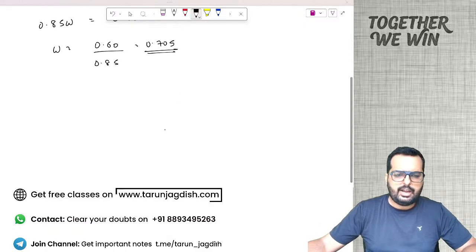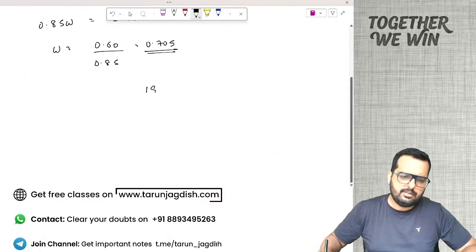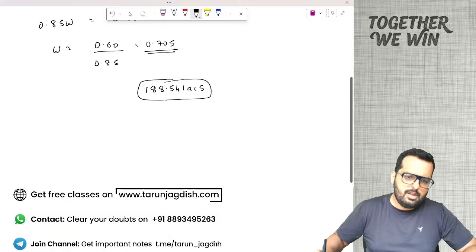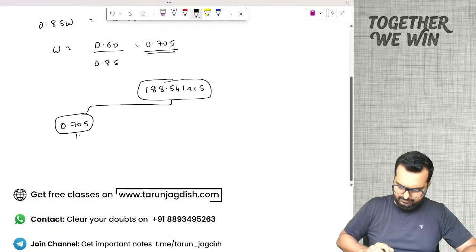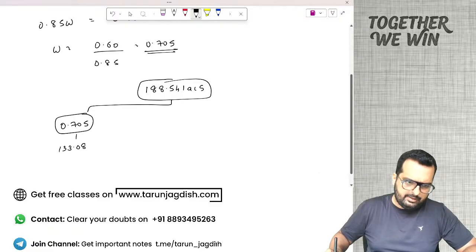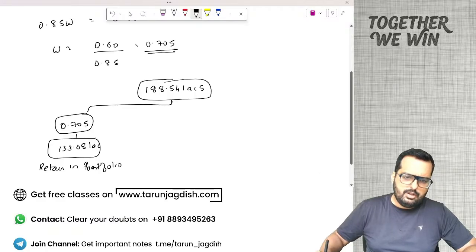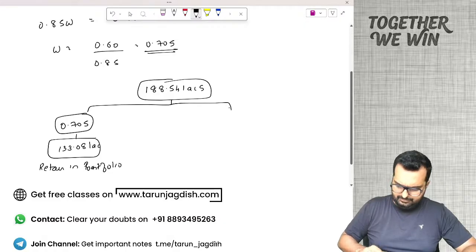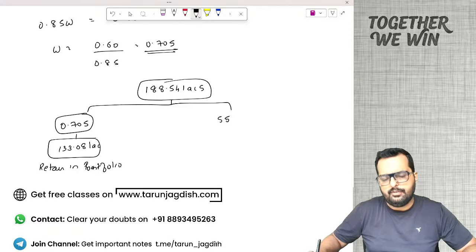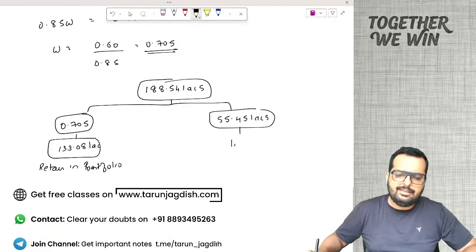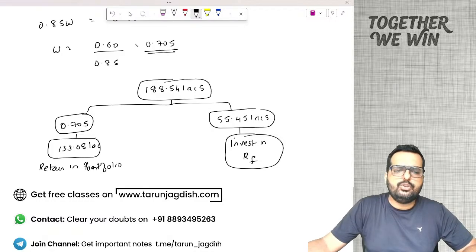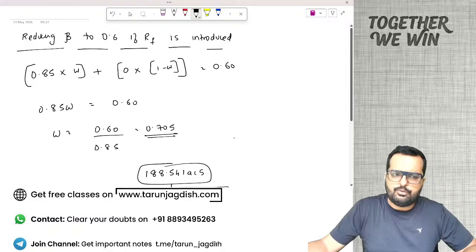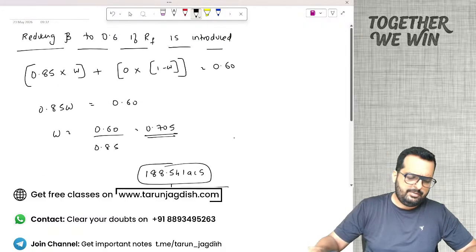Correct? Or in other words, right now your total portfolio is 188.54 lakhs. Out of this, we can retain 0.705 in the portfolio, that is 133.08 lakh. This you retain in the portfolio. Whatever is the balance, that is 55.45, will be your balance amount, correct? This balance amount you invest in RF. Like this also, if you do, you will be able to reduce your beta to 0.6. Are you all clear with this part now, friends? With this, we are done with this question.